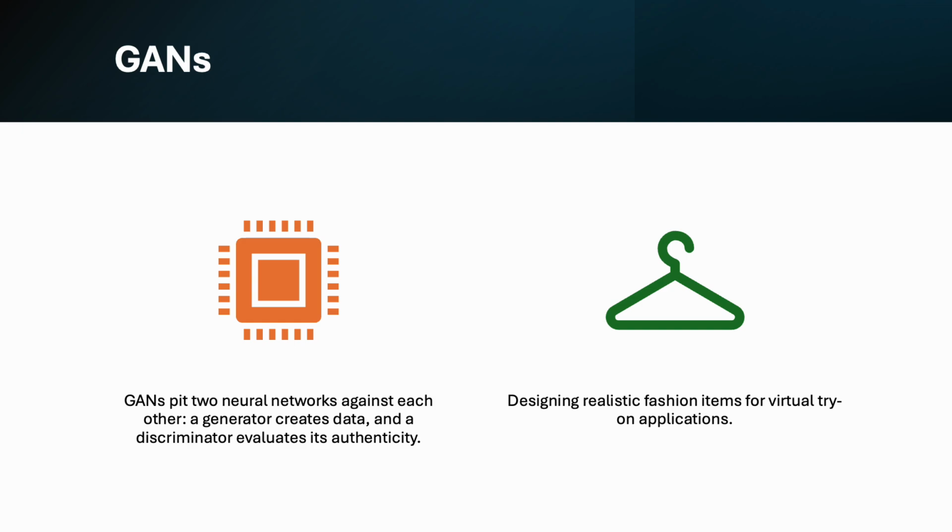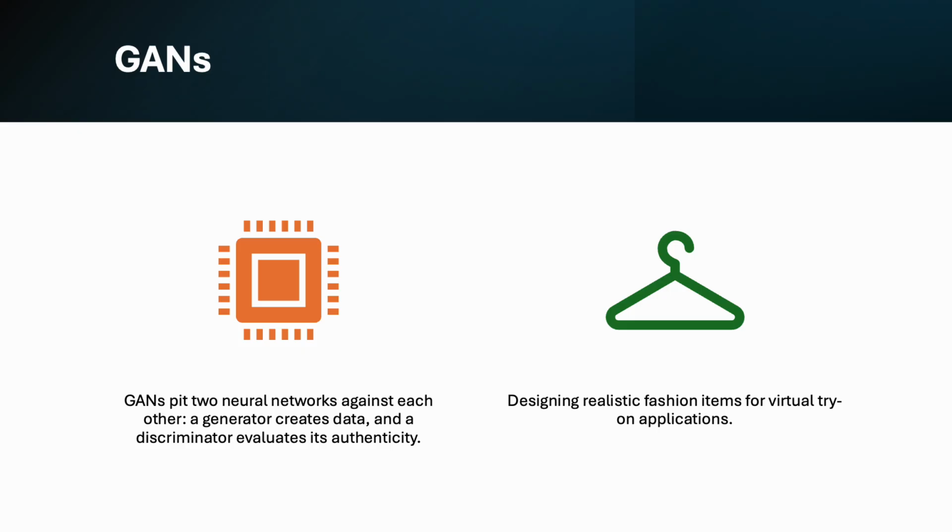Generative adversarial networks, or GANs, are a revolutionary class of deep generative models introduced by Ian Goodfellow in 2014, designed to create highly realistic synthetic data by pitting two neural networks against each other in a competitive framework, as mentioned earlier. The architecture consists of a generator, which produces data samples like images, text, or audio, and a discriminator, which evaluates whether these samples are real or fake. This adversarial process drives both networks to improve continuously.